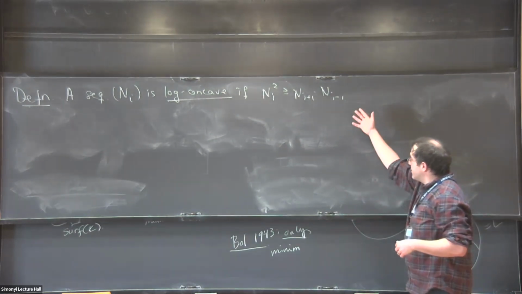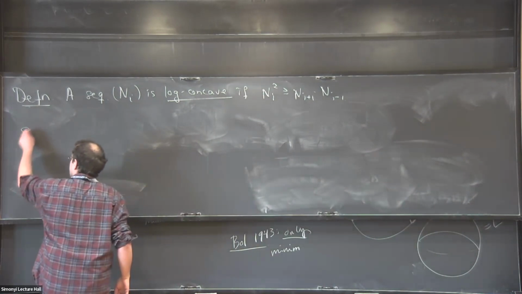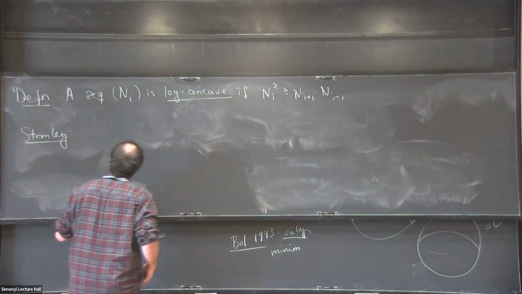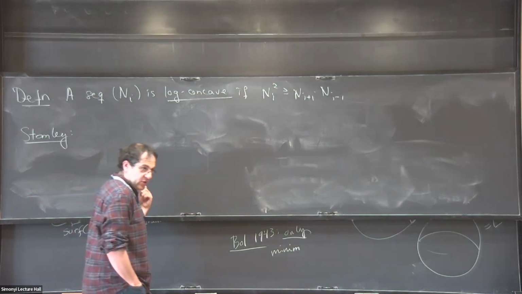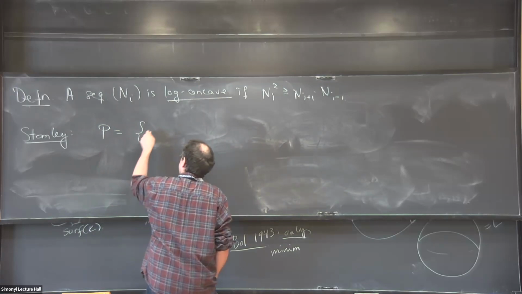But one of the oldest ideas in this area is due to Stanley. So Stanley investigated a question about partially ordered sets. It was one of the first inequalities of these kinds. So let's take a partially ordered set.